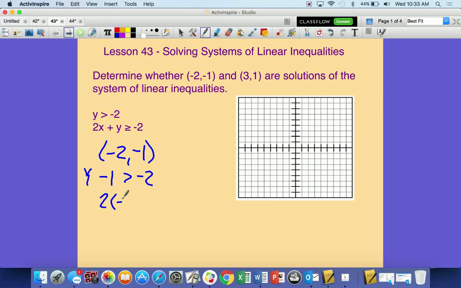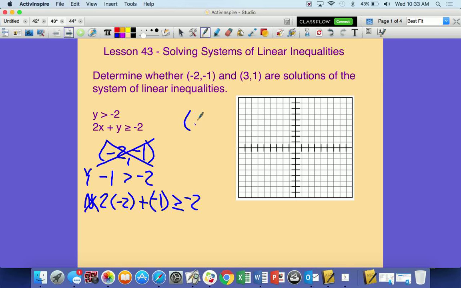2 times -2 plus -1, is that greater than -2? -4 plus -1 is -5, is that greater than -2? No. Now here's the whole point of this. That point, for that to work and be a solution of this system, has to work for both of them. It does not work for the second one, so this point does not work at all. Alright, let's try the other one.